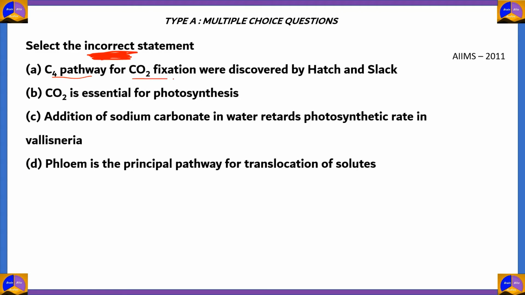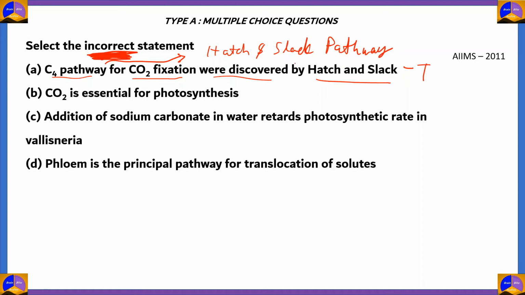C4 pathway for CO2 fixation were discovered by Hatch and Slack. This statement is true because another name for the C4 pathway is the Hatch and Slack pathway. And it was given that name due to the fact that Hatch and Slack discovered the C4 pathway in the plants sugarcane, maize, and other plants of the same anatomy. So option A is incorrect because the statement A is true.